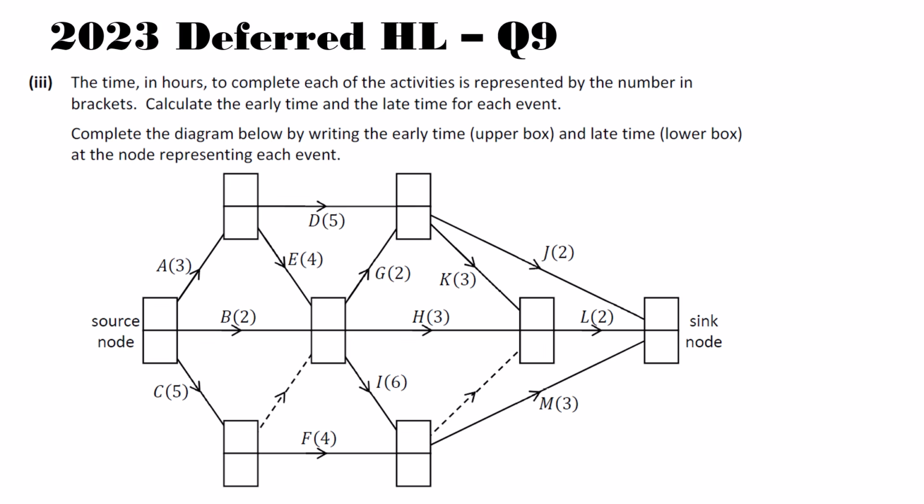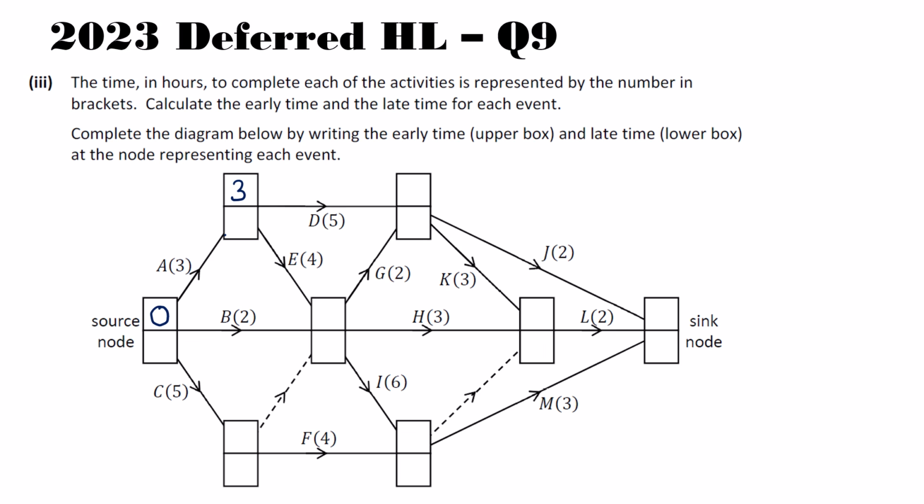First, what we're going to do is our forward pass. That means we're going to look at all of the early times, the upper boxes. If there are multiple possible early times, we always take the biggest. So we take the biggest early time. And then when we get to the end, we're going to go back and do the late times. So we always start our source node at 0. I'm constantly looking at what's feeding into each of these nodes. So here we have activity A, and that's all that's feeding in. So that means 3 is my only option here.